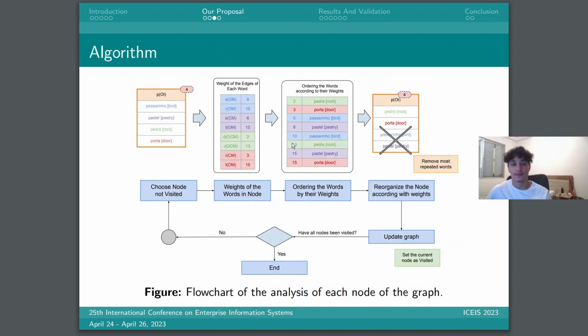So the next step is to decide if you can remove the other words, now that we defined that each node must contain at least 2 words. So we removed passarinho and pastel because we won't affect other nodes negatively. The next step is to reorganize the nodes according with the weights and update the graph. We do the same thing for the other non-visited nodes.